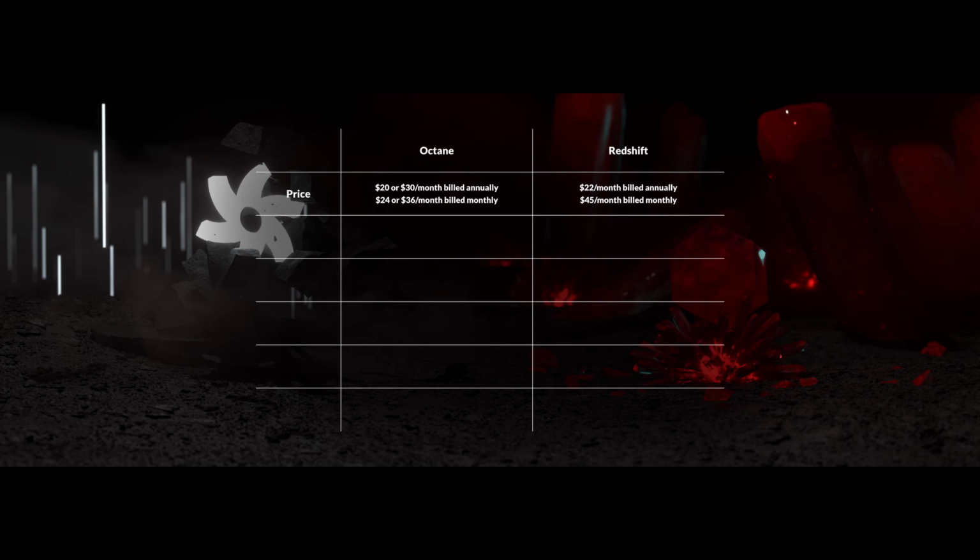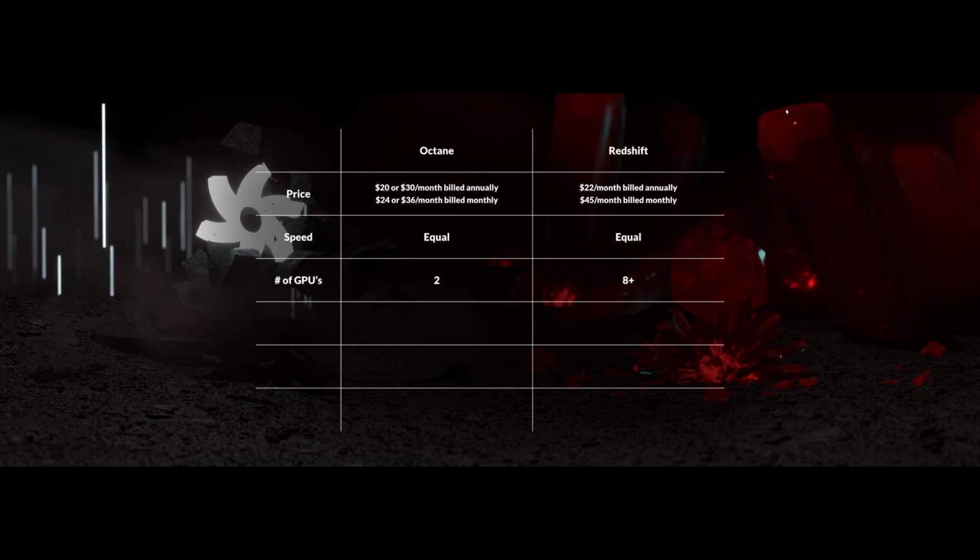So Redshift is $22 a month if you're billed annually, or $45 a month if you want to pay monthly. So pretty even here, not too bad unless you're paying on a month-to-month basis. In that case, Octane is obviously going to be the better choice. If you're worried about price, then I would go with Octane in this case. So for speed, I would say the two of them are pretty equal. There is a little bit of difference between the two, but on a general look at the two, they're pretty equal in terms of speed.